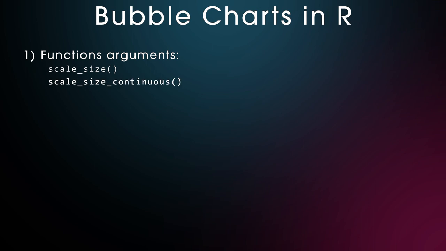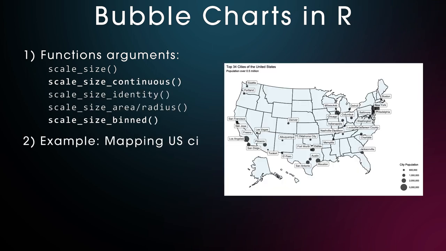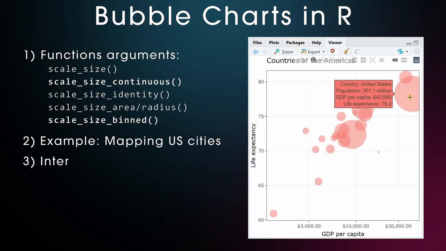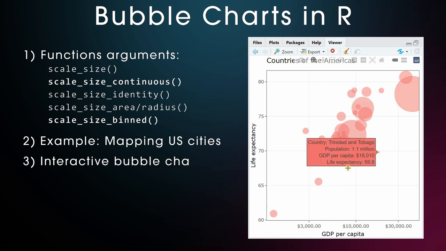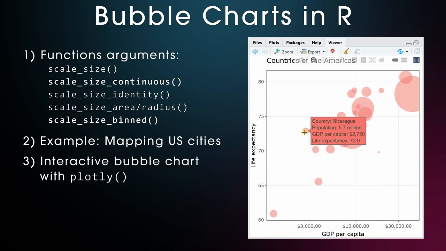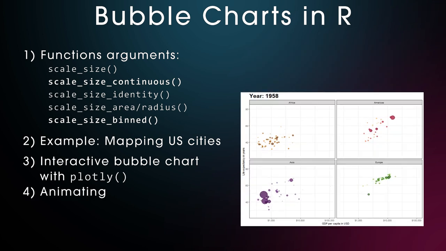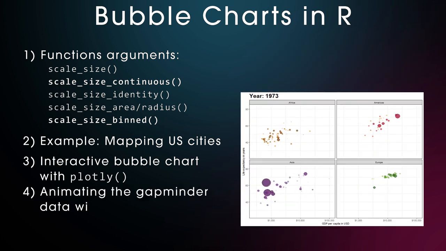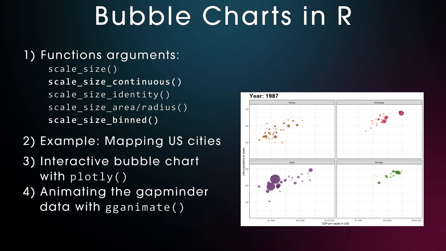In the next minutes, I want to show you how to make use of the various scale size functions. I will show you the code to produce the map of the US cities. And then I will quickly explain how to make your bubble chart interactive to gain hover-over functionalities by revisiting the gapminder dataset. And lastly, we will cover how to turn the chart into an animation with gganimate that you can save as a GIF. Let's get started with the R code.